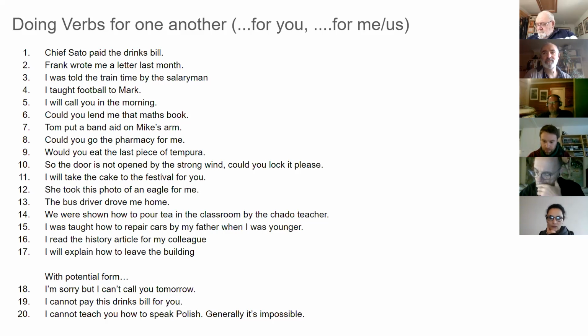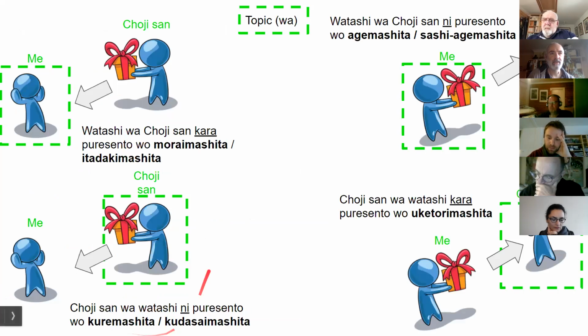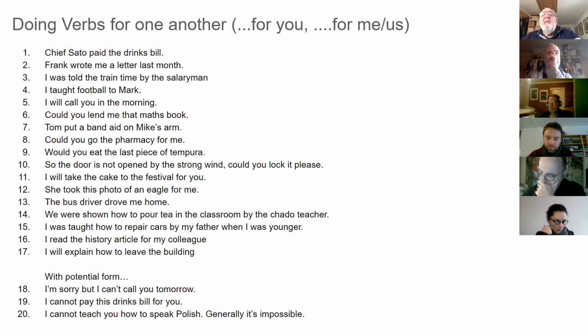So not moraimashita. So no. So kuremashita. Kurimashita. Good. Yes, exactly. So we're here. Frank-san wa sengetsu tegami o kaite, and then either kurimashita or kudasaimashita. And you could say watashi ni, but if you didn't use it, it wouldn't matter, because unless you said otherwise, it would be clear that he did it to you because you said kurimashita or kudasaimashita. Okay.